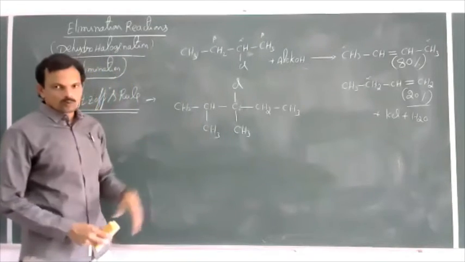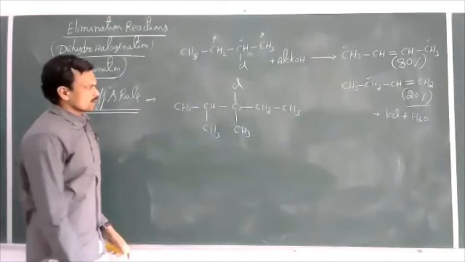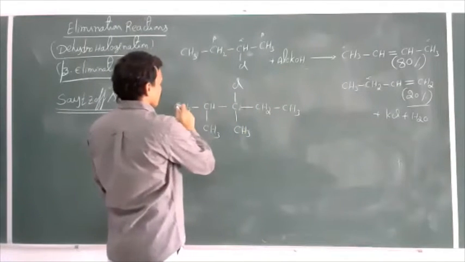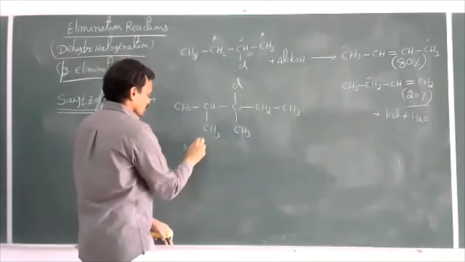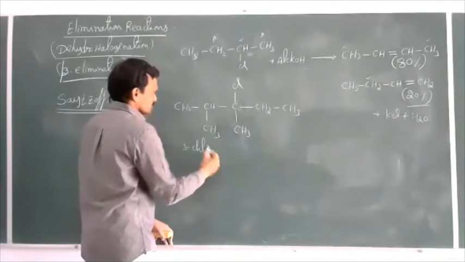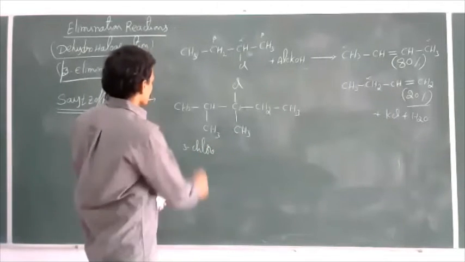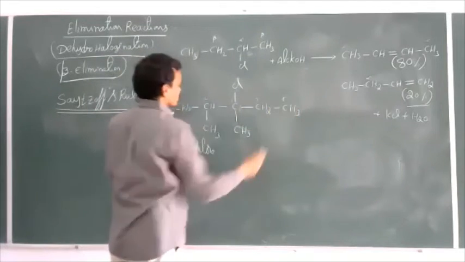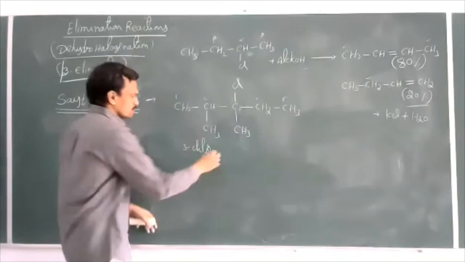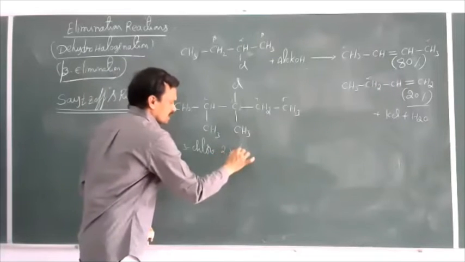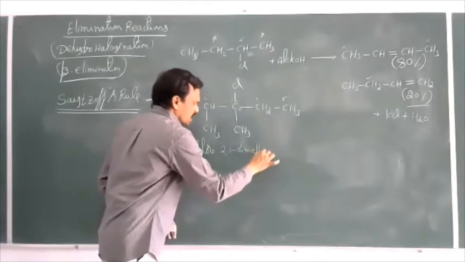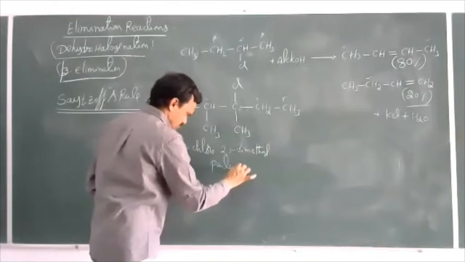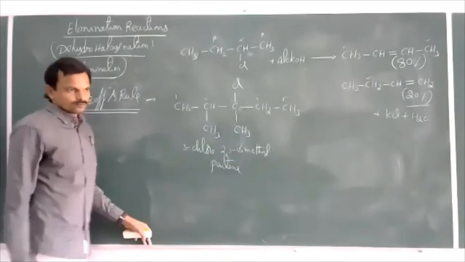Yeah, this is one more molecule. What is the name of this compound here? 1, 2, 3, 4, 5. From this end, you should give numbering 1, 2, 3, 4, 5. 3-chloro, 2,3 dimethyl pentane. This is the name of this compound.